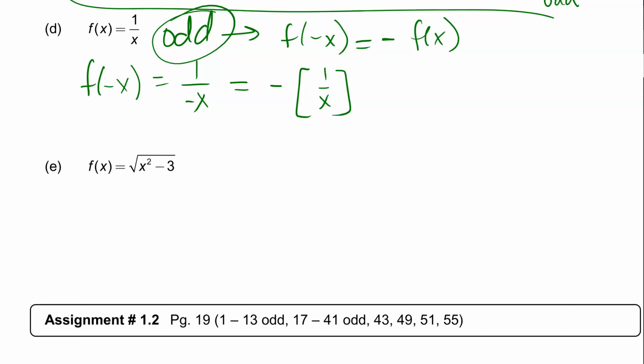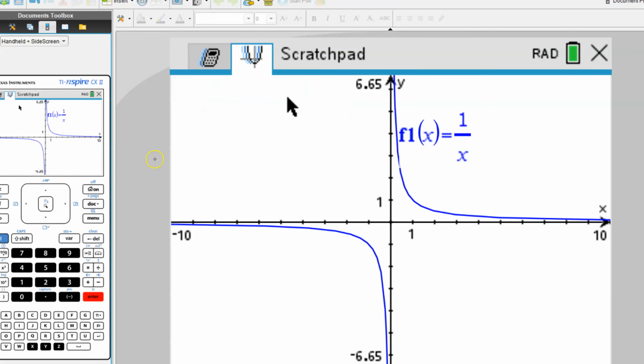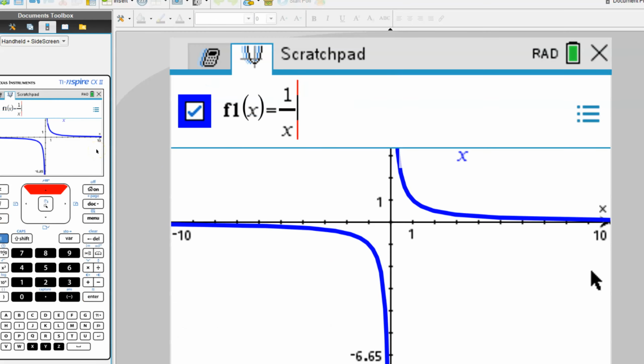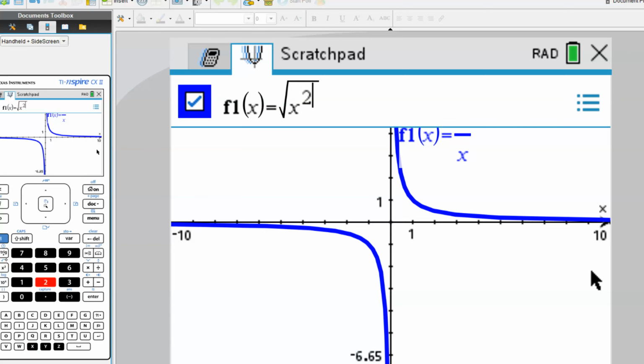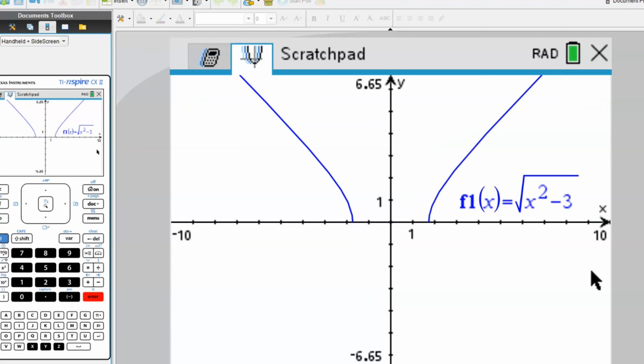All right, and then last one. Do you guys know how to do the root symbol? The control and then the square. It's a little blue above the square. So this is just going to be the square root of x squared minus 3. Looks like it's the same on both sides, so it's going to be even. Symmetry across the y-axis, even.